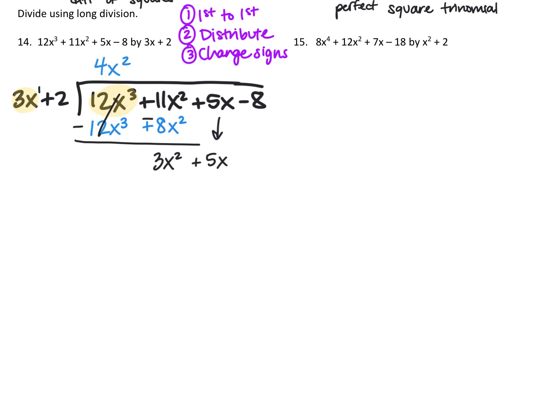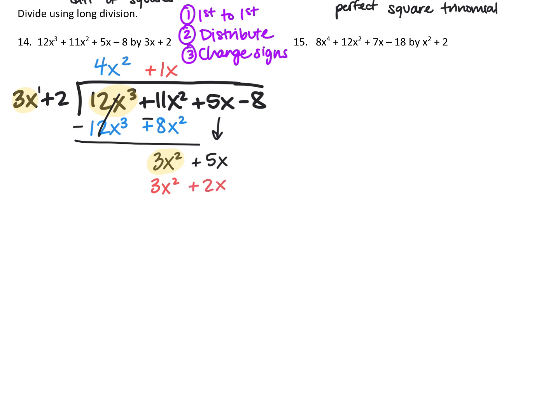Again, I'm comparing first to first. So 3x times what would give me 3x squared? Well, that's going to be 1x. We'll do this in red. And I distribute that to both of these. So 1x times 3x gives me 3x squared, and those should always match. And then 1x times 2 gives me 2x.